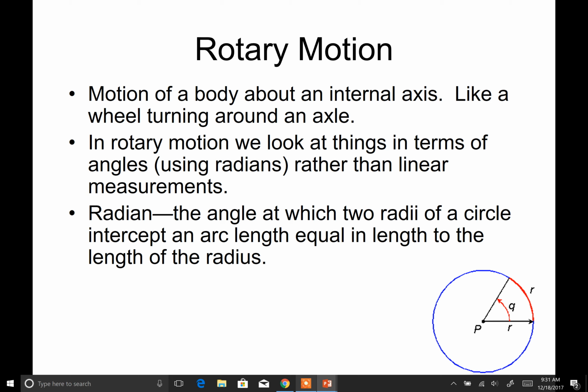A radian, remember, is the angle at which, if you take two radii of a circle and orient them so that they intersect an arc that is equal in length to the radius, so this is equal in length to this, which is equal in length to that, then this angle will be equal to 1 radian. 1 radian is approximately 57.3 degrees. It's also important to remember that 2 pi radians is equal to 1 revolution, which is equal to 360 degrees.